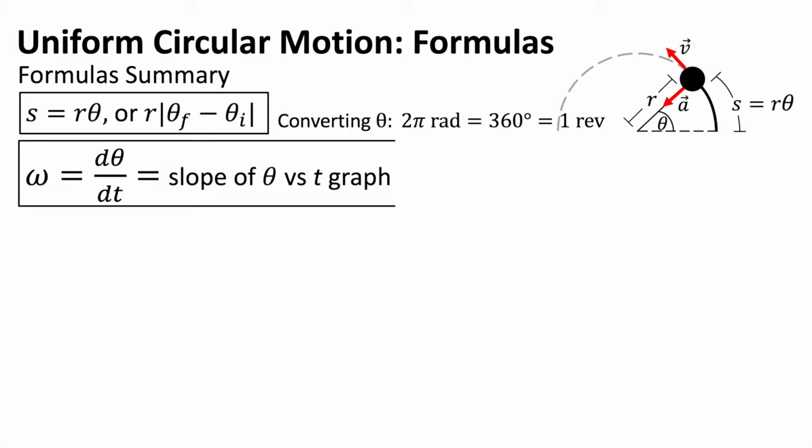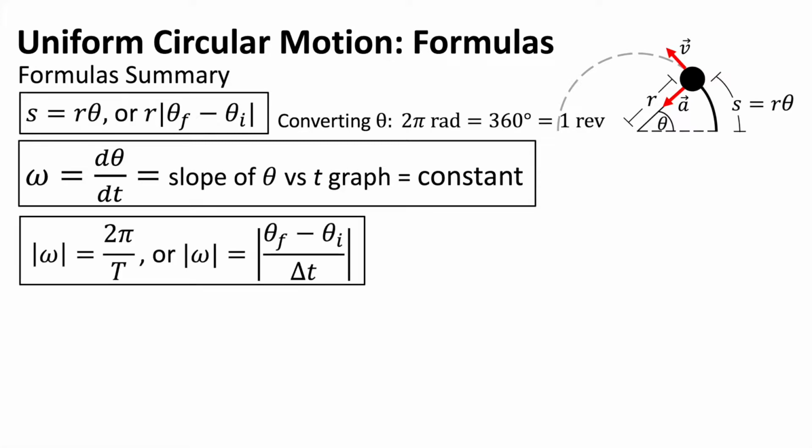The angular velocity is the rate of change of theta, and it is constant because we have uniform motion. The particle revolves around with a constant speed, so its angle changes at a constant speed. Omega has magnitude and direction. You can find omega by looking at the slope of the theta versus time graph, or you can use these two formulas to find its magnitude. The first requires knowing the period of the particle's motion. The second requires knowing the angular position at two different times. For the direction, we write omega as positive if it is counterclockwise.